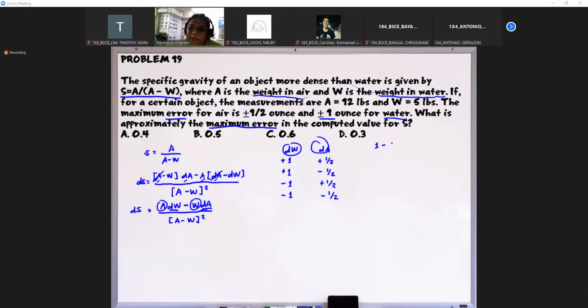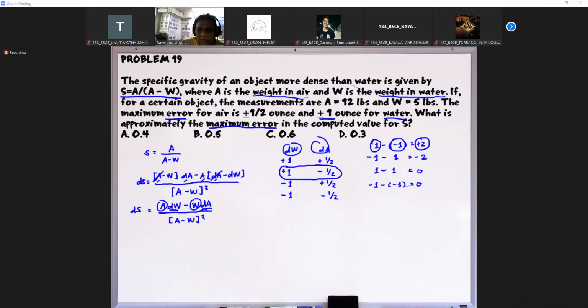For example, 1 minus negative 1 becomes positive 2, they add up. Negative 1 minus 1 is equal to negative 2; they also add up, but this one is negative. If we try 1 minus 1, positive minus positive, they subtract. And if we make it negative 1 minus negative 1, this is also 0. They subtract. So we see here that the largest is positive 2, which happens when the minuend is positive and the subtrahend is negative. Which means this is the combination we will use. Got it? So dW comes first before dA.